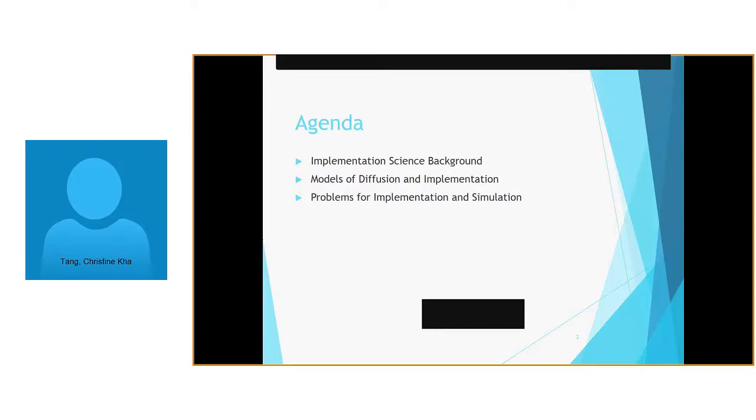First, I want to talk a little bit about some background, some interesting terminology that I came across when I was taking that implementation science course through Dartmouth. And then talk about some models I have seen but have not really studied on diffusion and implementation, specifically ones in health.